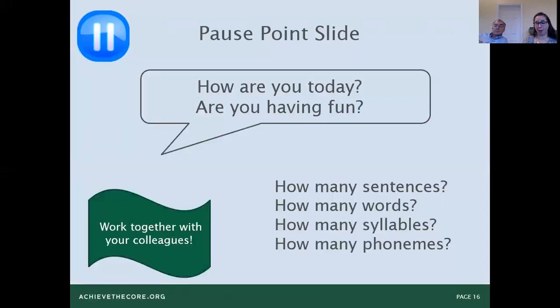Your bigger pause point here, your longer task that you'll definitely have to pause for, is to apply these ideas in context. Because of the PowerPoint, we are showing you this in print. The speech bubble represents that this is an oral task. So look at the words on this slide, this phrase: "How are you today? Are you having fun?" Pause and talk to your colleagues or on your own to identify how many sentences, how many words, how many syllables, and how many phonemes.